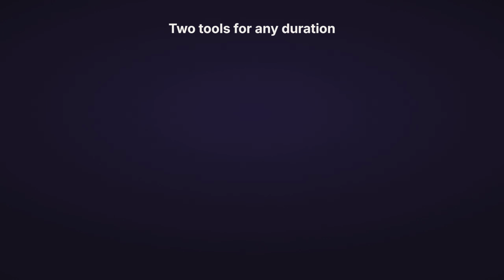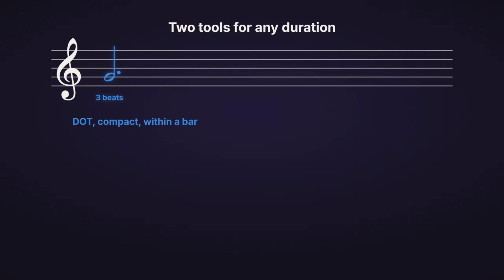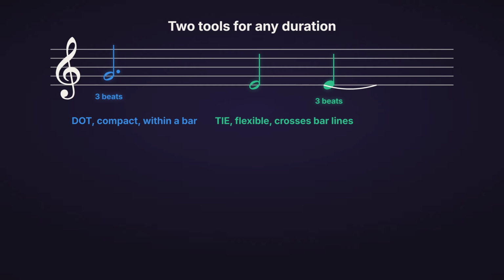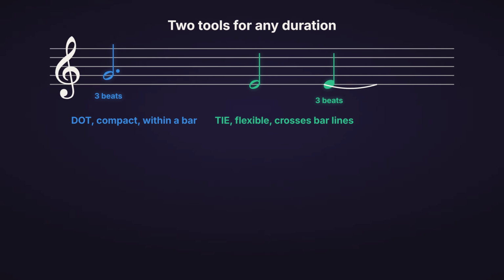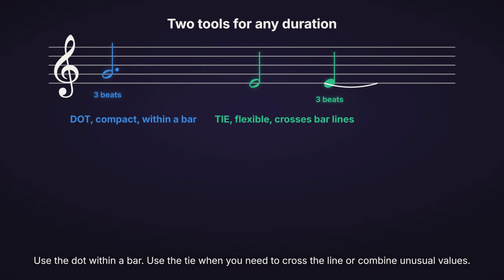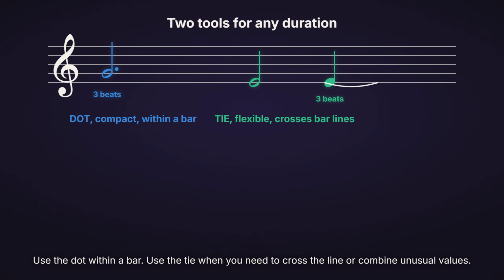Dots and ties are the 2 tools that extend duration beyond what the basic note shapes can do alone. The dot is compact, one symbol, within a single bar, adding exactly half the note's value. The tie is flexible, any 2 pitches of the same note, any combined length, and crucially the only way to carry a sound across a bar line. Use the dot when the arithmetic lands cleanly within the bar. Use the tie when the duration crosses a boundary, combines unusual values, or needs to create syncopation.